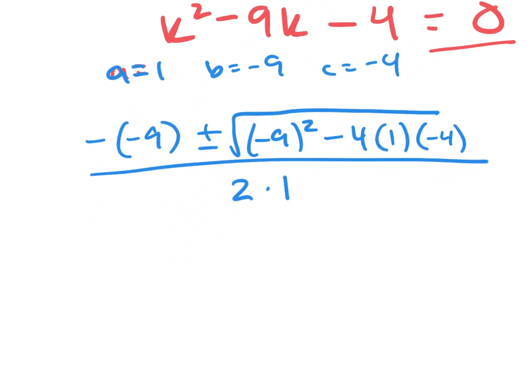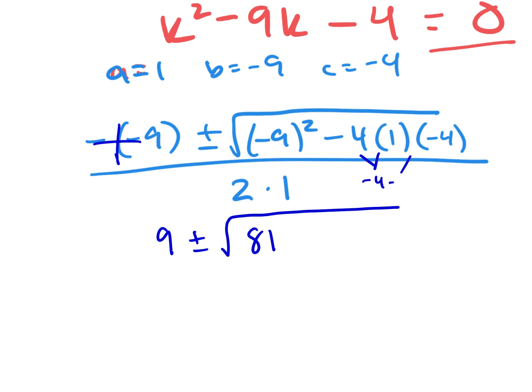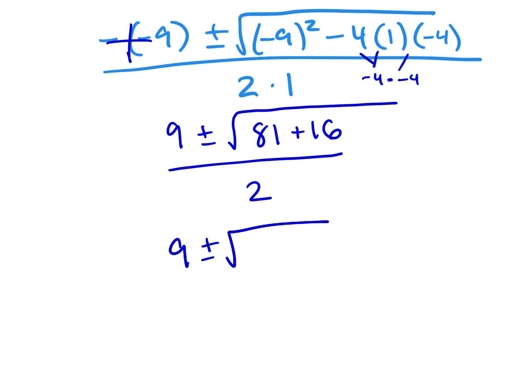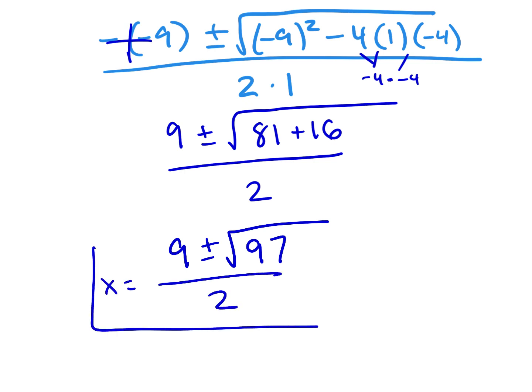Then we simplify. So just simplify going from left to right. What does the negative 9 turn into? 9. Plus or minus. What is negative 9 squared? 81. What's negative 4 times 1? And negative 4 times negative 4? 16. So positive 16. And 2 times 1? 2. Am I done? What's the last step? Add under the square root. So what's 81 plus 16? 97. So that's the answer.